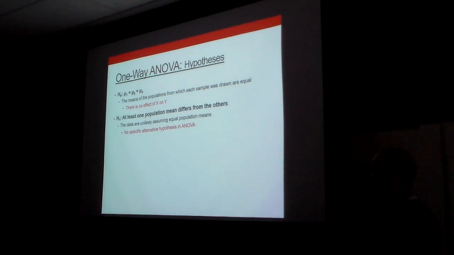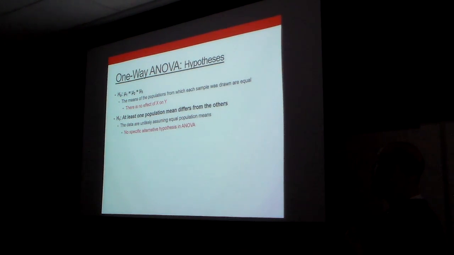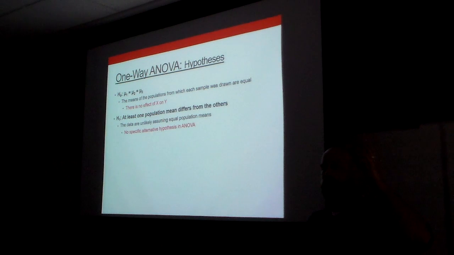Okay. So thinking about our hypotheses, we're going to structure these the same way we structured t-tests: our null and our alternate hypotheses. Our null hypothesis in statistical notation is going to be mean 1 equals mean 2 equals mean 3. Okay. The means of the population from which each sample was drawn are equal. Right. From a GLM approach, we could say there's no effect of our factor on Y.